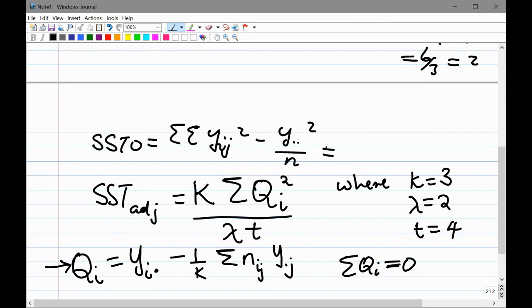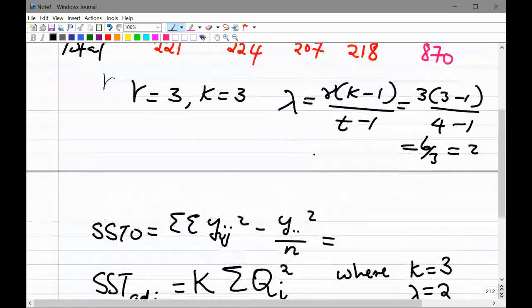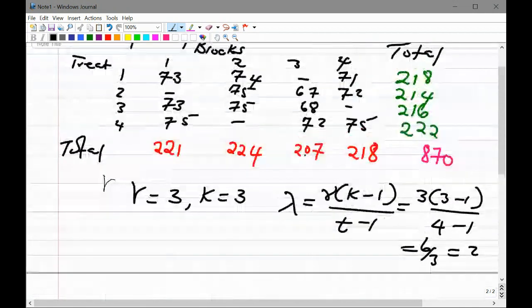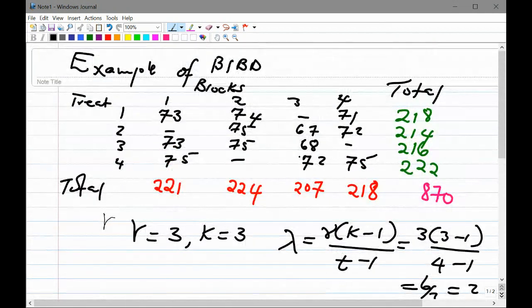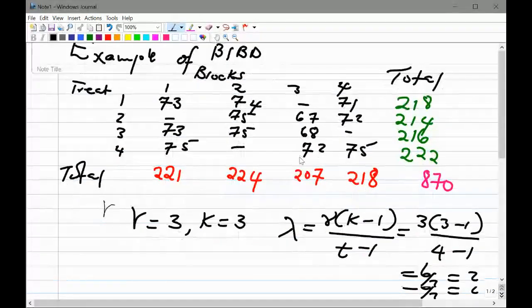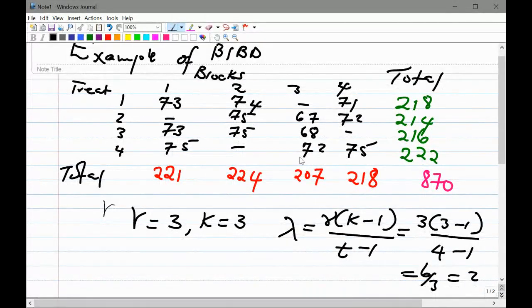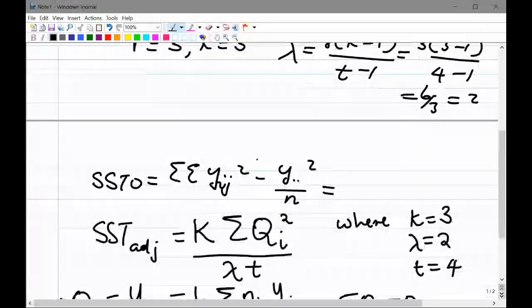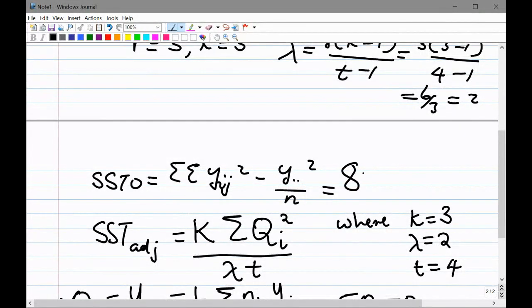So what is your SSTO? Before I move to the adjusted one, what is your SSTO? 81, I think. Is it 81, my brother? 81. Yes. Thank you very much.